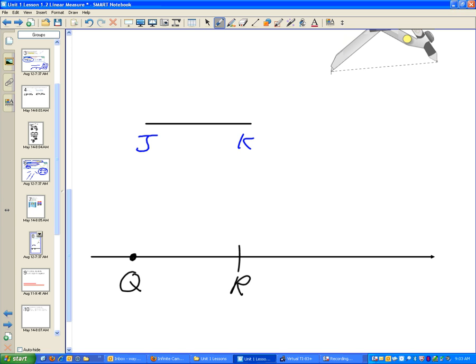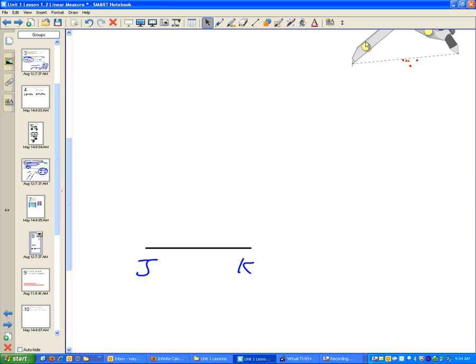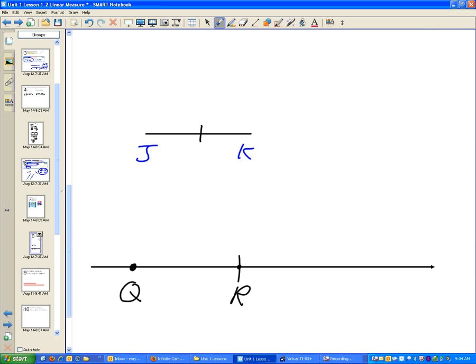By doing that, isn't the distance from Q to R the same as the distance from J to K? That means, by the definition of congruent segments, that JK is congruent to QR. And that's how we copy a segment. Or that's how we make a pair of congruent segments. Okay? You want to see me do it again? Let me show you again.